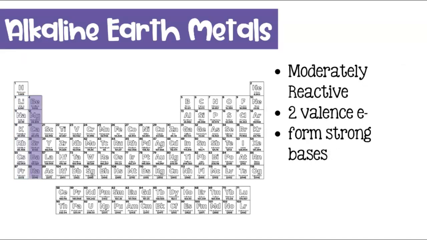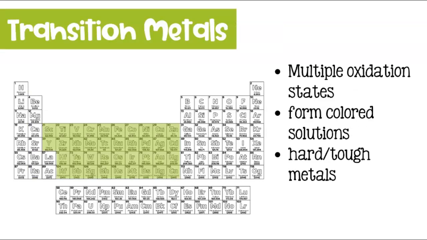Group 2, here in purple, are called the alkaline earth metals. They tend to be moderately reactive, have two valence electrons, and also form strong bases. Groups 3 through 12 are the D block. They are called transition metals. These metals have multiple oxidation states, which means they can lose different numbers of electrons. They form colored solutions and tend to be hard, tough metals.